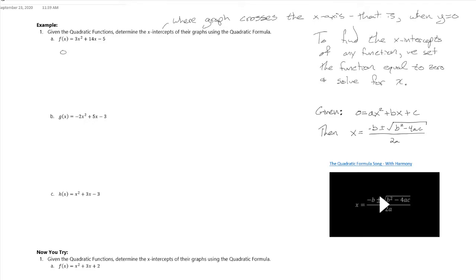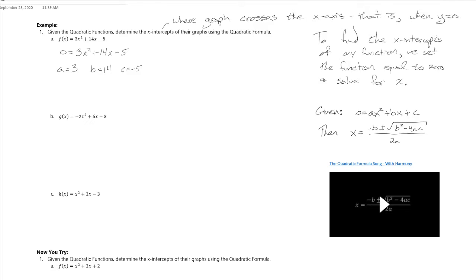So in this first example, f of x equals 3x squared plus 14x minus 5. We set this to 0. So 0 equals 3x squared plus 14x minus 5. Now I'm going to identify my a, b, and c values. So a is the coefficient of x squared. It's just the 3. It does not include the x squared. It's just the number in front of it. Here b equals 14 and c equals negative 5. We want to make sure to include the signs of the numbers in here. C is not just 5, it's negative 5.